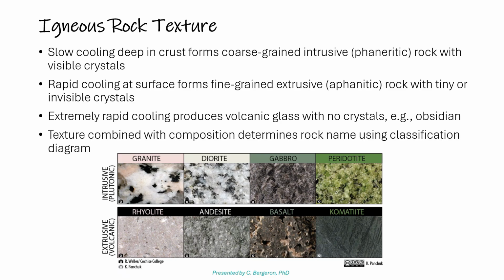So once you know the composition and you have an idea of the texture of the rock, then you can use that information to classify the igneous rock. And so this is just the bottom portion of the diagram I showed in the previous slide. And so you should be familiar with the general composition of the granite or the rhyolite, the diorite, andesite, gabbro, basalt, or the peridotite and komatiite.